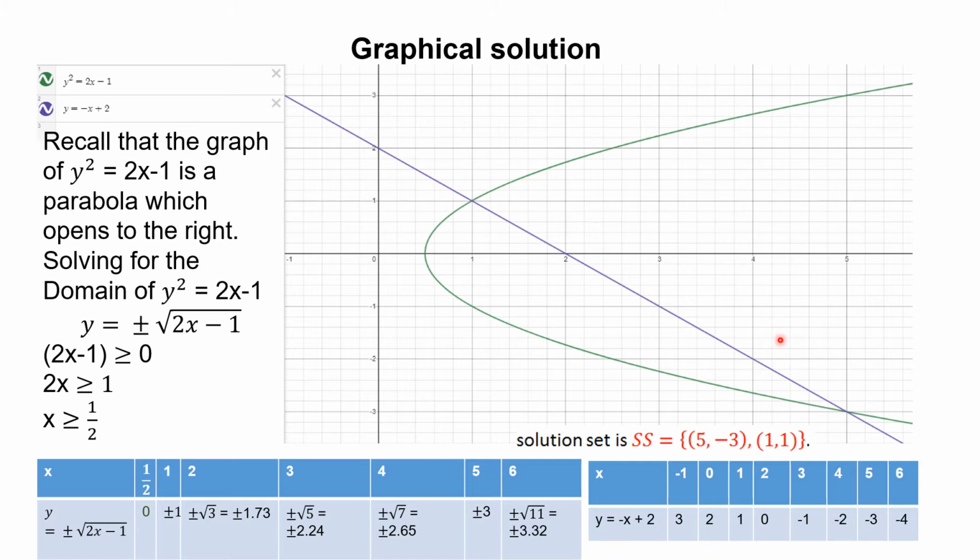So this is the visualization of the solution set of the system of equations y squared equals 2x minus 1 and y equals negative x plus 2.